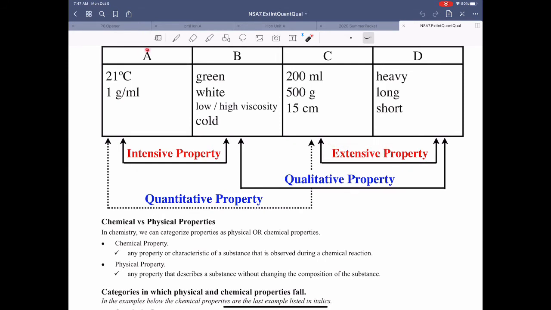As opposed to columns A and B, the water was 21 degrees, whether it was a lot of water or a little bit of water. The water was green, whether there was a lot or little. The paper was white, regardless. The liquid would always have the same viscosity, whether there was a lot or a little. We would describe it as cold.